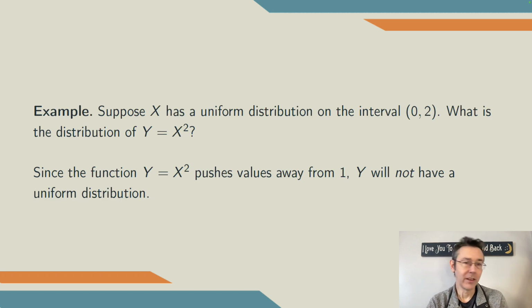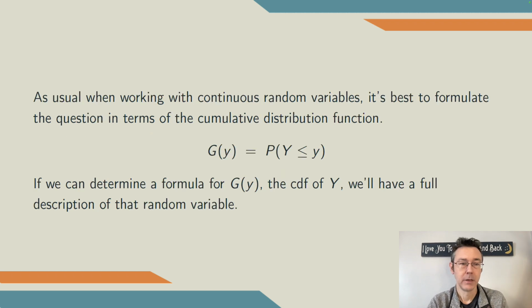In order to get into this, let's consider an example. Suppose we have a random variable with a uniform distribution on the interval 0, 2, and we have a very simple function y equals x squared. We'd like to find the distribution of y. Just intuitively, y equals x squared is pushing values away from 1 in a nonlinear way, and so we shouldn't expect y to have a uniform distribution as well. We'd like to be able to find its PDF.